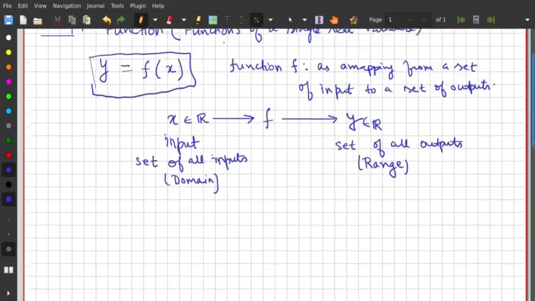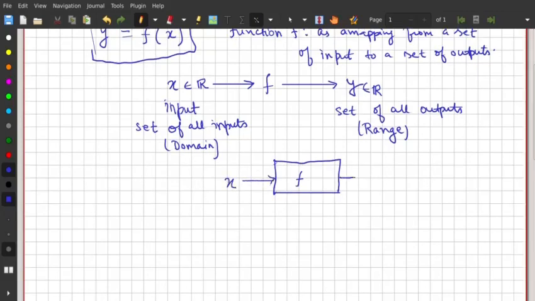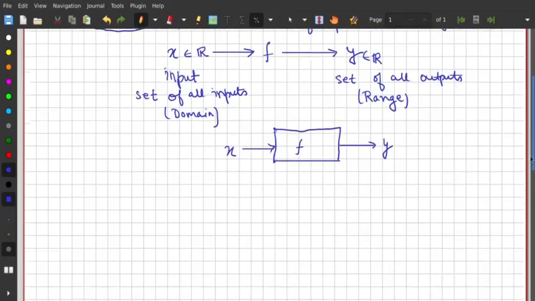Another way of understanding the same idea is thinking of the function as some kind of machine. Let's say we have this function f as a machine f, so it takes an input x and it provides an output y. That's another way of thinking about this function. So it takes a real number.